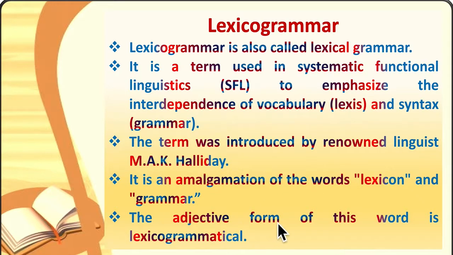The adjective form of this word is lexicogrammatical. So lexicogrammar is the noun form and lexicogrammatical is the adjective form. So we have these 5 points about lexicogrammar. All the points are very important because they are already in brief. We move on to the next.